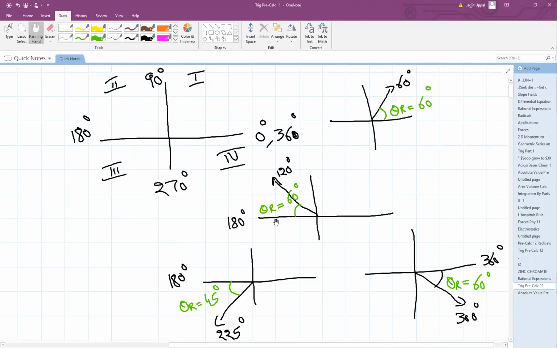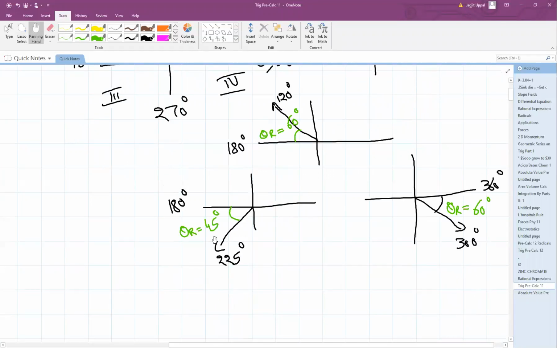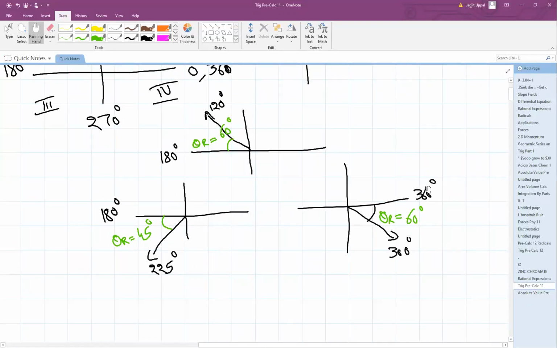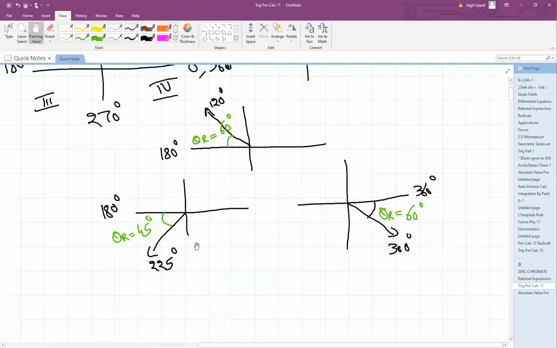This one falls in quadrant 2, reference angle will be 180 minus that, which is 60. This one falls in quadrant 3, reference angle will be this angle minus 180. This one falls in quadrant 4, it would be 360 minus this. Okay, very simple stuff.